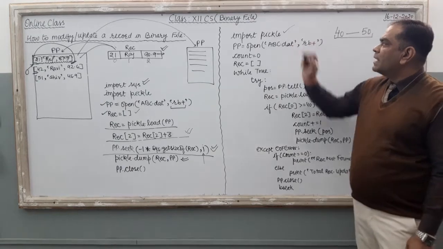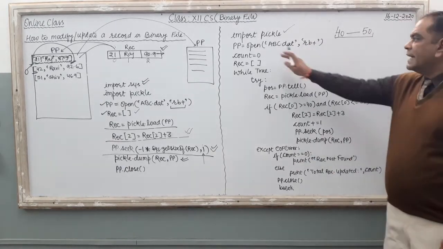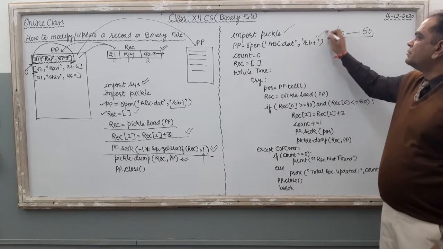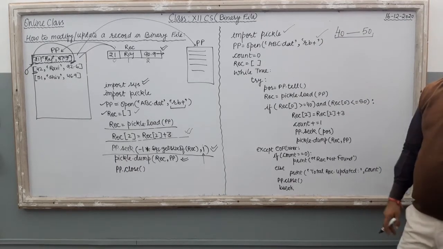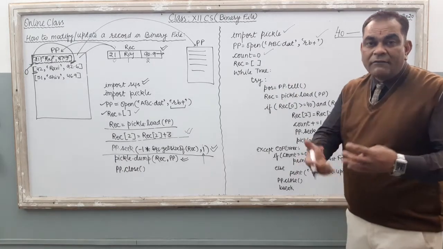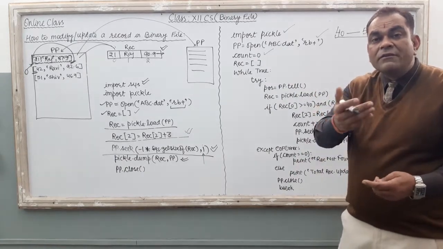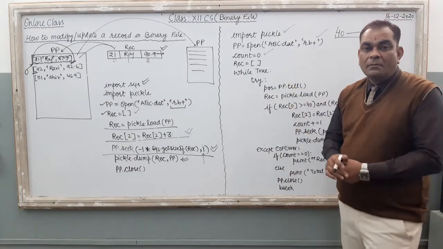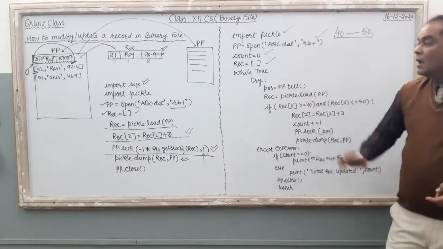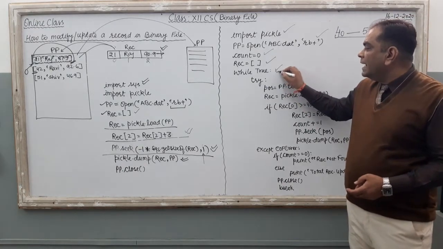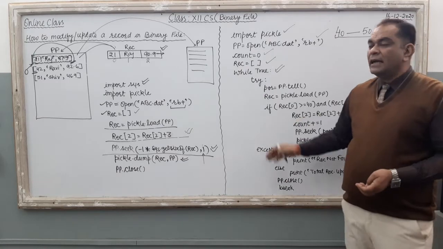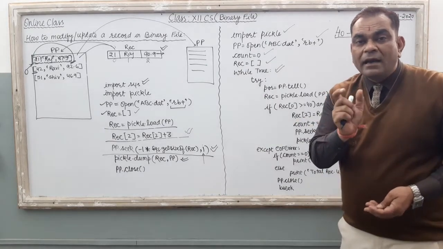Here, import pickle. Right? Second one, open abc.dat, rb plus mode, no issue. rb plus mode is required for modification. Then here, count equal to 0, it is a variable so that we can judge how many records we have updated by this program. And then r is equal to this empty list variable. Now, while loop, while True, it is an infinite loop. So we have to break the loop by using break keyword.